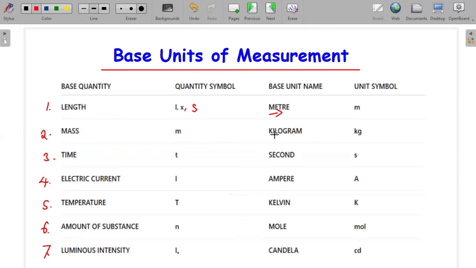And then its base unit is the kilogram. So the symbol is just the kg. And I know you are quite familiar with the kg, because you buy meal, you buy sugar, those are measured in kgs.